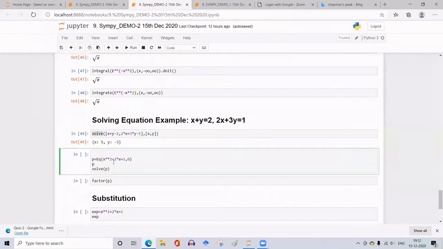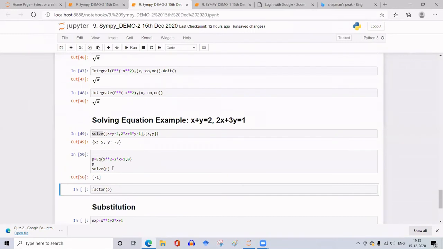Similarly, here is another equation, which is x square plus 2x plus 1. Earlier, a set of simultaneous equations was solved. Here, it is a single equation, so I'm writing it as Eq, which represents that this is an equation. To the left of the comma, give the left-hand side, and to the right, you give the right-hand side. This is x square plus 2x plus 1 is equal to 0. So what must be the answer for this? x is equal to minus 1.